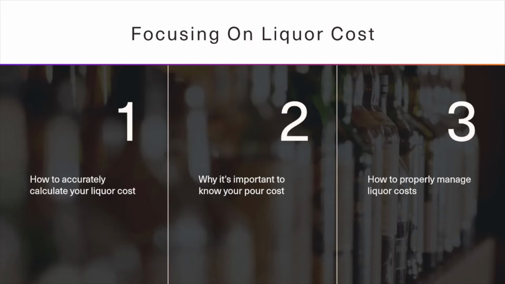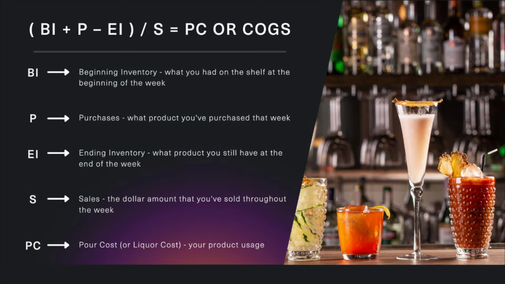So first things first, let's go ahead and look at your pour cost formula. So your pour cost or your COGS, your cost of goods, are going to equal your beginning inventory, which is what you had on the shelf at the beginning of the week, plus your purchases, what product you've purchased that week, minus your ending inventory, so the product that you still have on your shelf at the end of the week. You're going to divide all of that by your sales, which is the dollar amount that you've sold throughout the week, and that is going to equal your product usage.